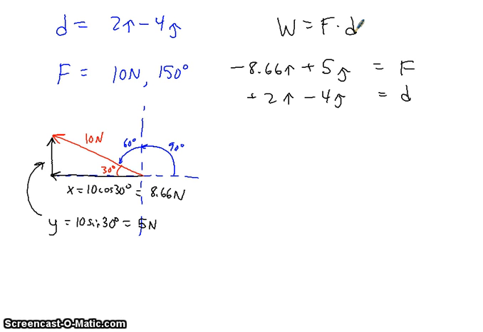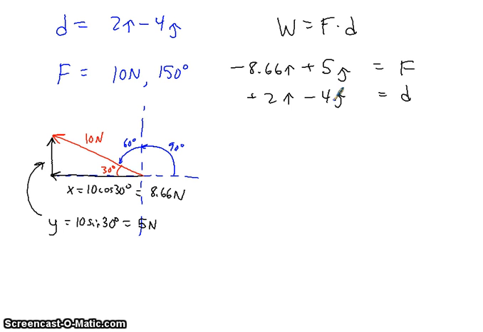So once you have force and displacement in i's and j's, you simply multiply the i's together because they're parallel, and then multiply the j's together because they're parallel. You would never multiply an i times a j because they're perpendicular to one another. And the angle between them is 90 and the cosine of 90 is 0.